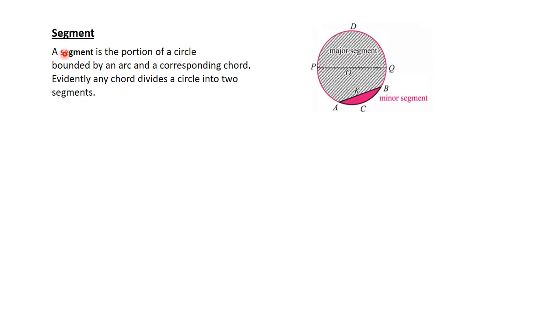Now students, what do you mean by the segment? A segment is the portion of a circle bounded by an arc and a corresponding chord. When a circle is divided by an arc or a chord, like AB is a chord and this circle is bounded by a chord and an arc, this is known as the segment of the circle.